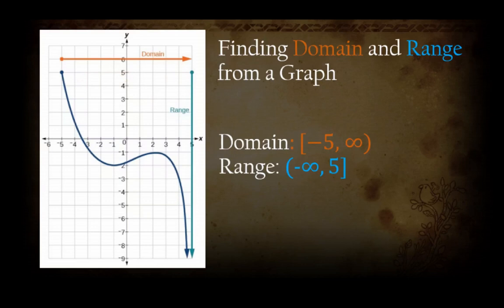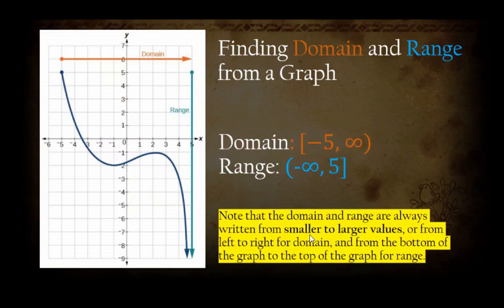ng ating graph. Note that the domain and range are always written from smaller to larger values or from left to right. And ang range naman natin ay isusulat natin from bottom to the top of the graph. So, that's why we have the domain and range in interval notation in here for our first example.